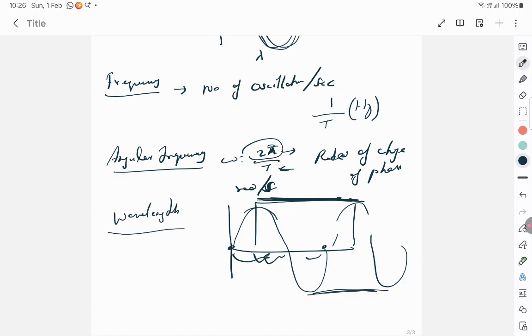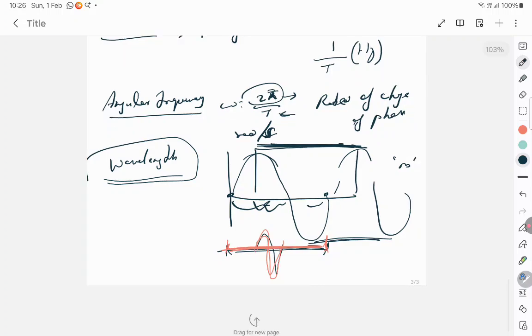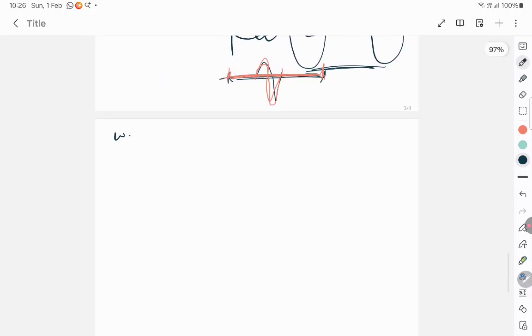Or the distance moved by the wave when the particle moves and completes one full oscillation. You can say this is a better definition for wavelength. The distance moved by the wave when a particle moves through one complete oscillation can be termed as wavelength. SI unit is meters.